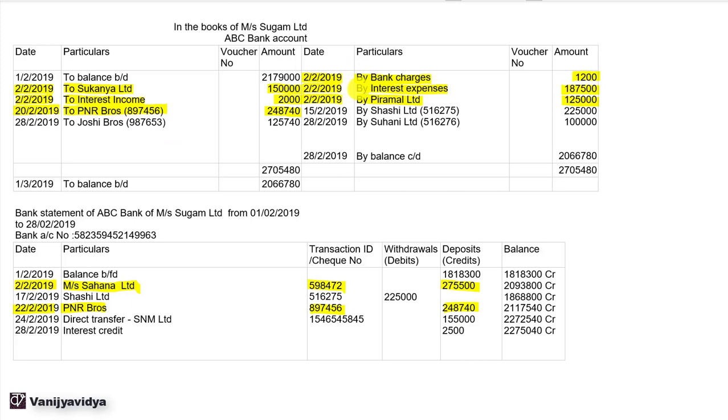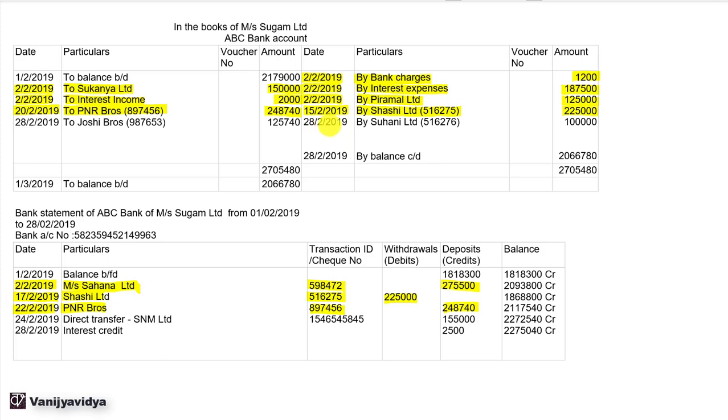Now let's see the credit side of the bank account. So credit side: 1,200, 187,500, 1,25,000 was already in the bank reconciliation statement of 1st Feb 2019. Now let's see these transactions. 15 Feb 2019 by Sashi Limited, 516,275, 2,25,000. So this was a check which was issued to Sashi Limited. Check number is 516,275. Let's see if we can find this check number in the bank statement. Yes, we have 516,275. Amount is 2,25,000, Sashi Limited. So let's mark this.